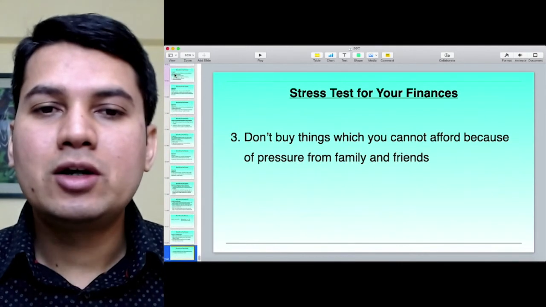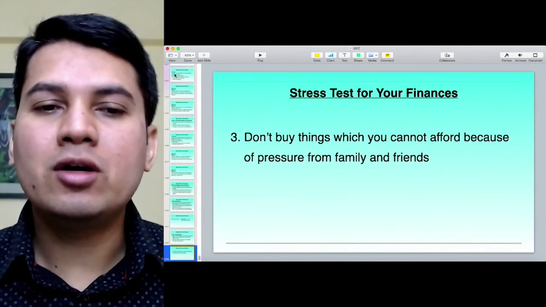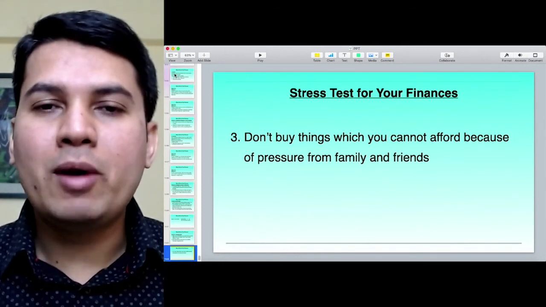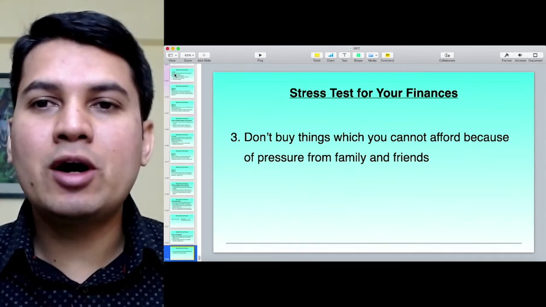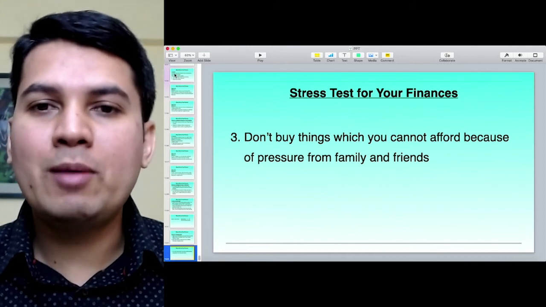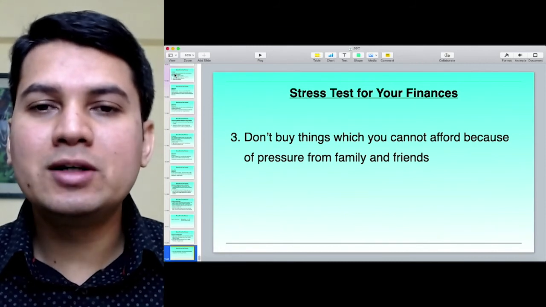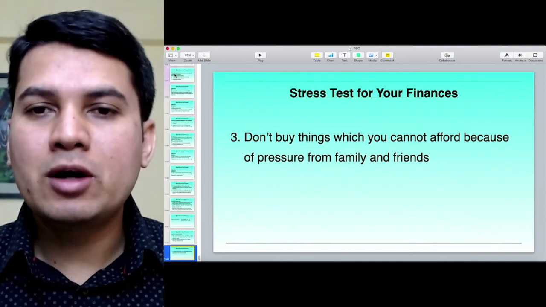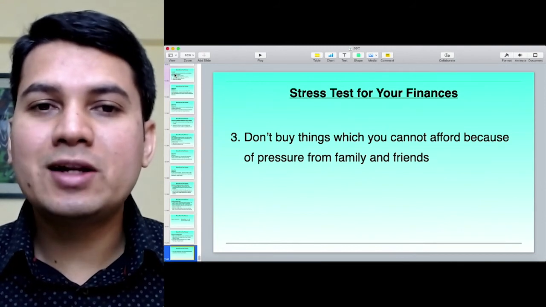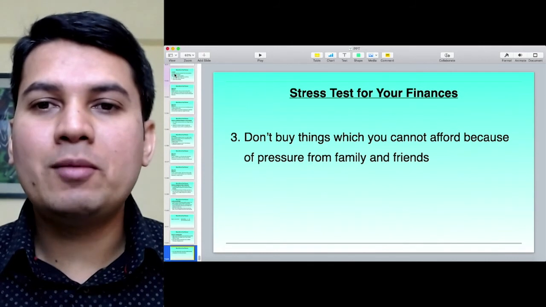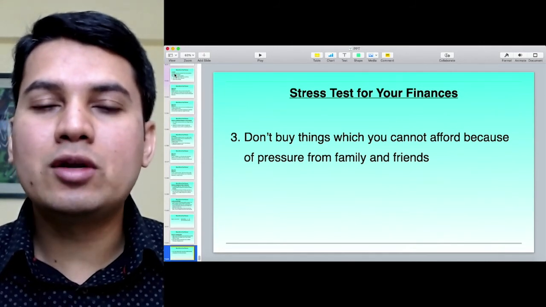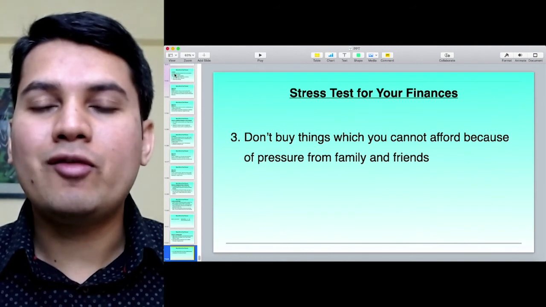Third one, don't buy things which you cannot afford because of pressure from family and friends. Many people buy cars, mobiles, other gadgets just because their friends have it, just because their family is forcing them, and what will happen is the financial position of the family becomes so weak that you're going to be stressed. The financial situation of the family becomes very, very precarious, and this is not a good sign for the long-term success of a person.